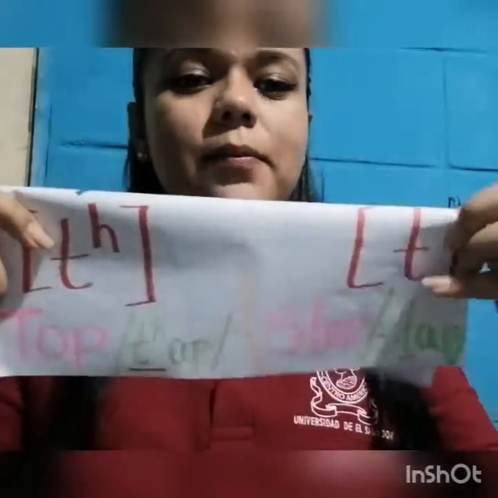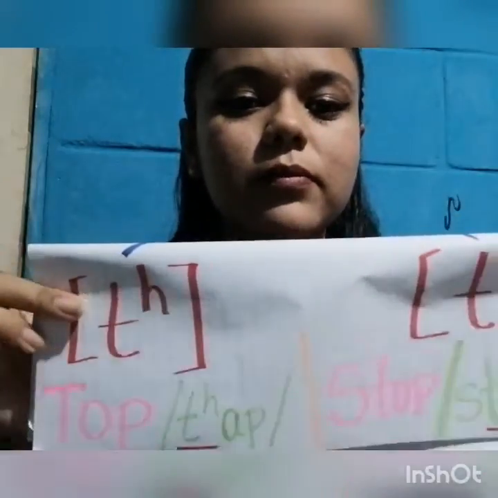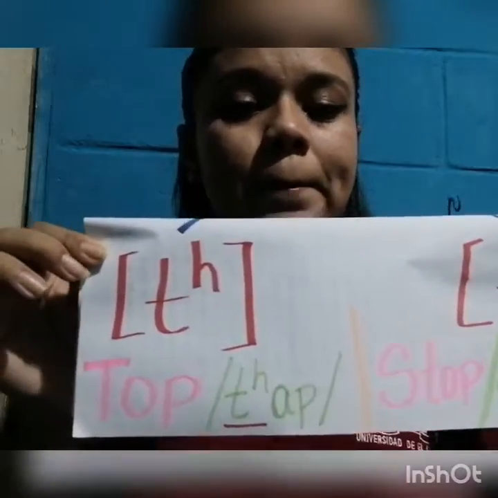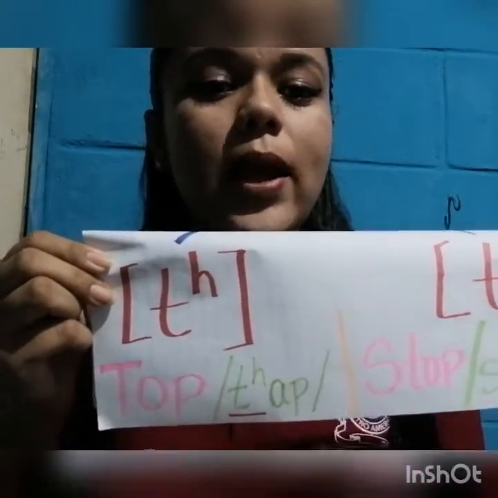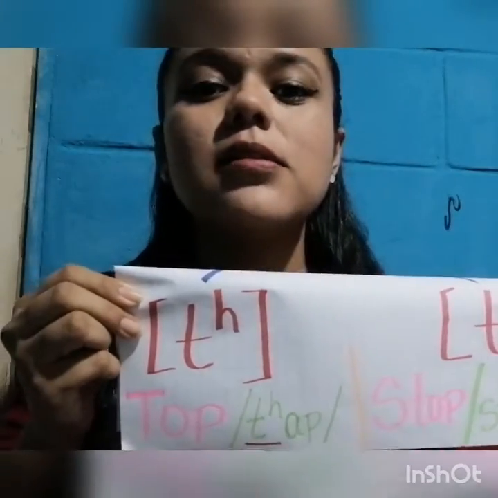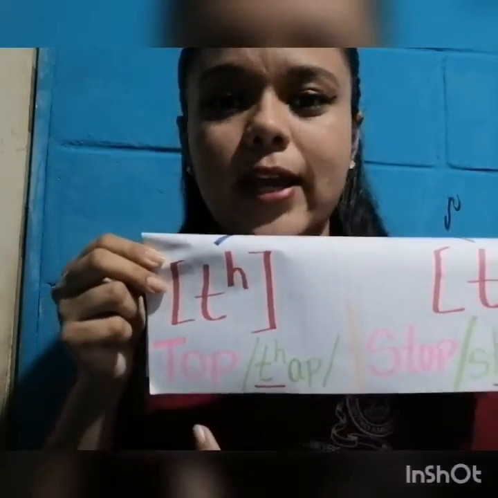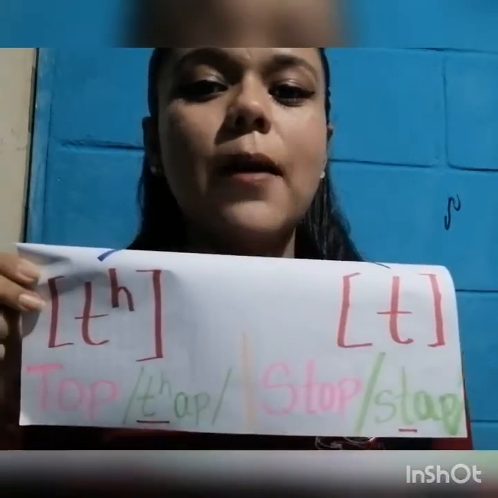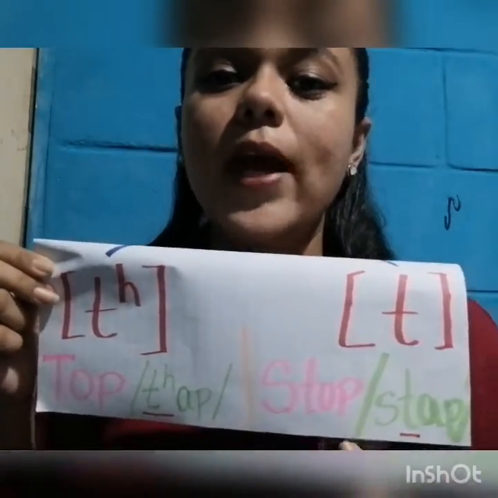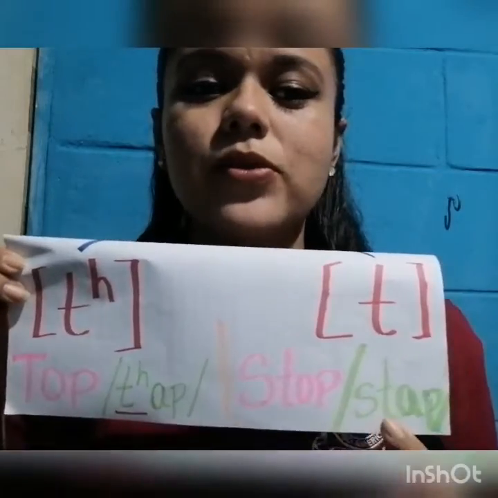And for this one, I have two words. For example, for the aspirated sound, we have top, top. We have the aspirated sound T. And in this one, we have stop, stop. We have the unaspirated sound T. So these are the allophones.